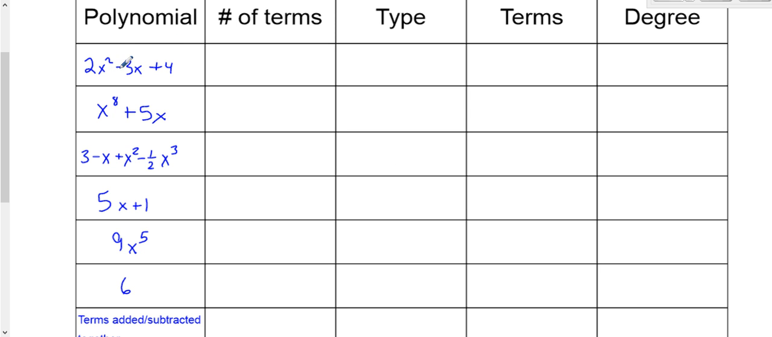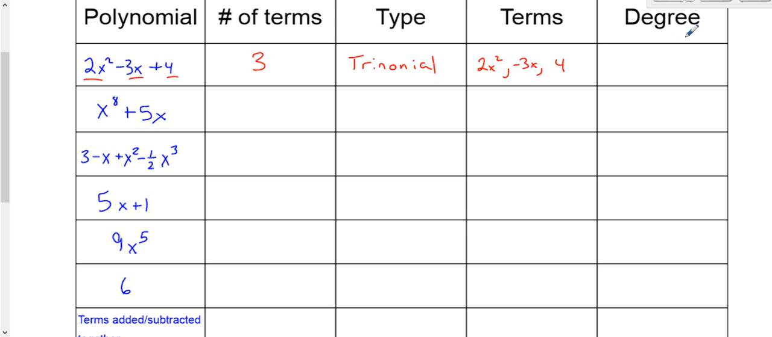The terms of a polynomial are separated by plus and minus signs, and therefore you can determine the number of terms. For example, here this is 1, 2, and 3 terms. The type of polynomial is based on the number of terms. Whenever you have 3 terms, your polynomial is a trinomial. A tri for 3 for trinomial. The specific terms are 2x squared, and then because this is minus, this term is a negative 3x, and then this is a plus sign, so that one just stays 4. So those are the terms.